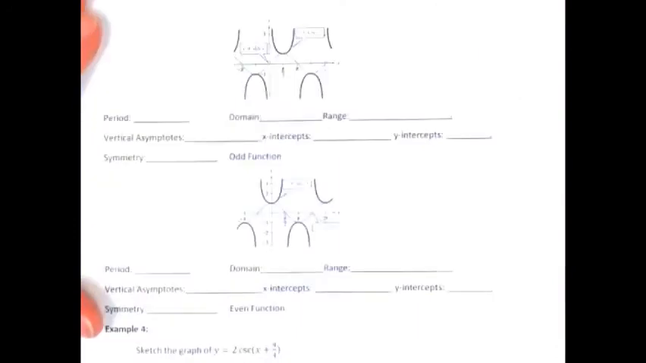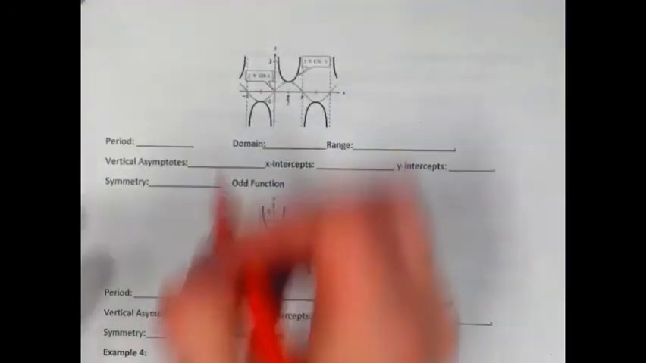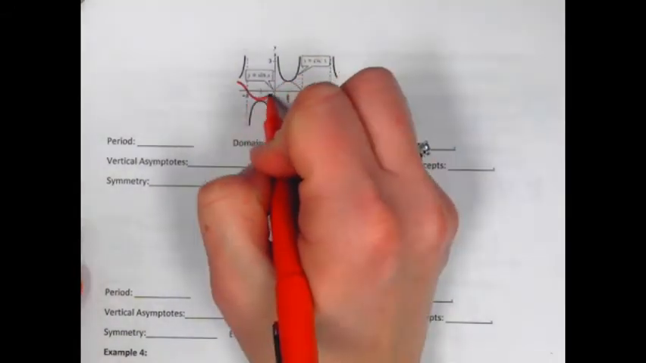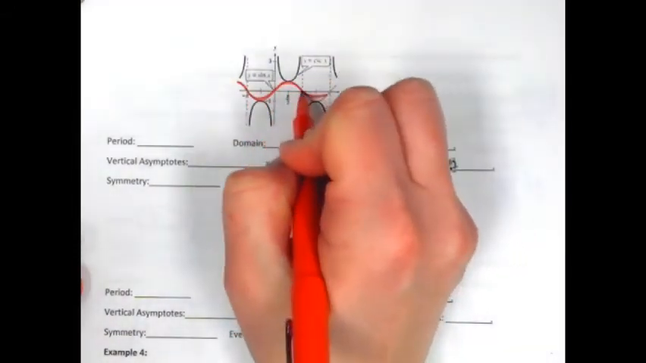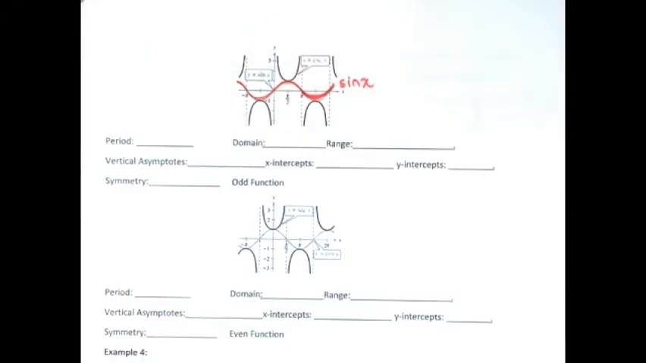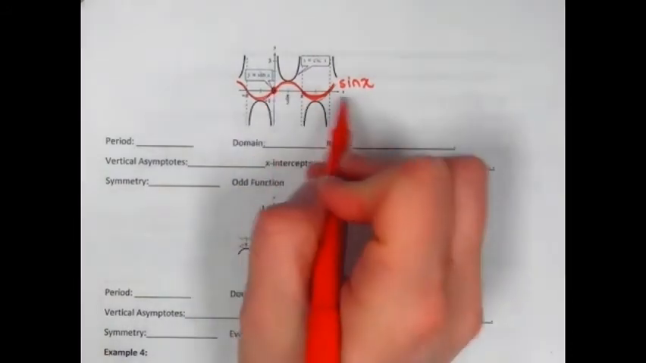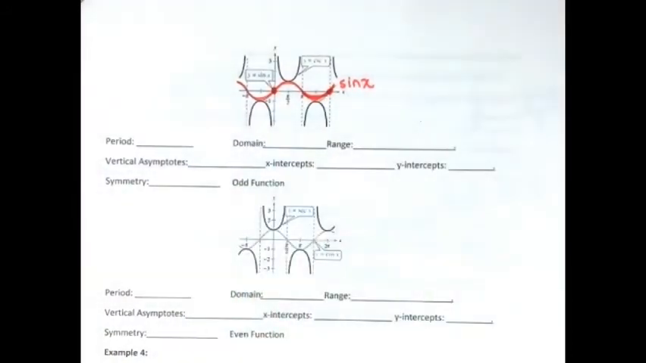So here is what our cosecant graph looks like. Here is my sine function, sine of x. Remember, it goes through the origin, it goes up, it goes down, and then it goes back to the x axis. One period is always from 0 to 2 pi, correct?